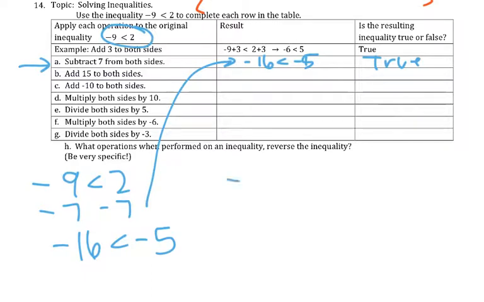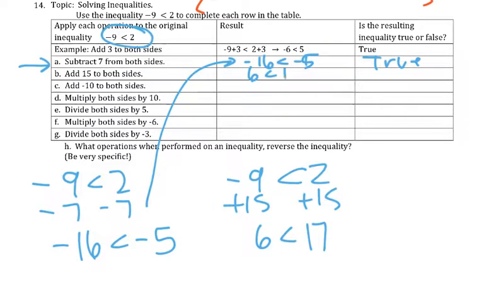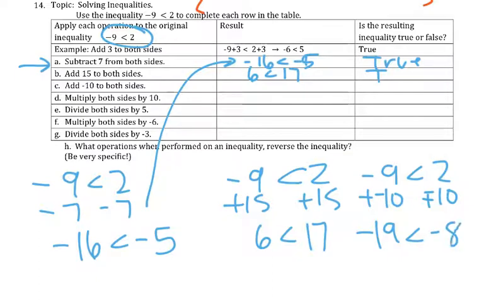Okay, B, add 15 to both sides. So -9 is less than 2. Add 15 to both sides. That would be a +6, and that would be 17. Is 6 less than 17? That is also true. Okay, now let's add -10 to both sides. -9 plus -10 is -19. 2 plus -10 is -8. Is -19 less than -8? That is also true. Okay.